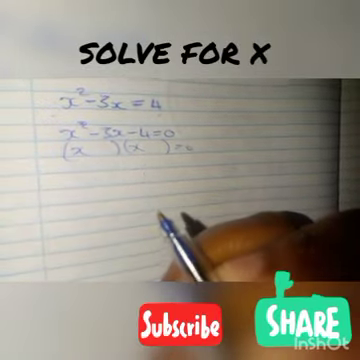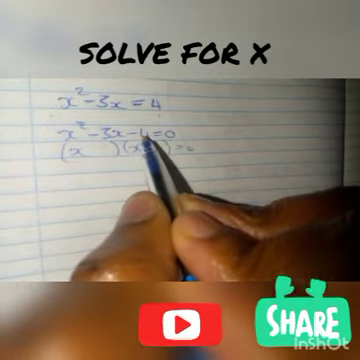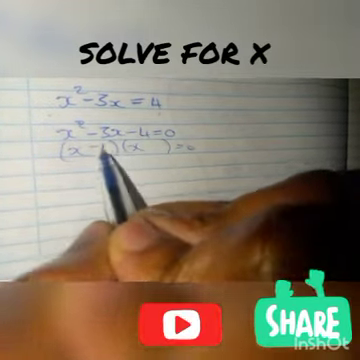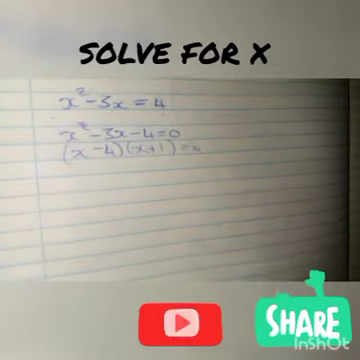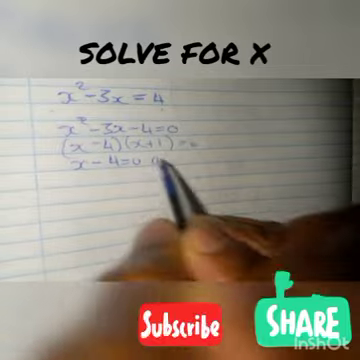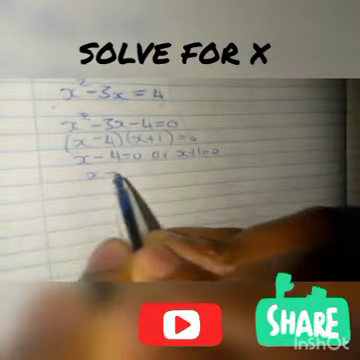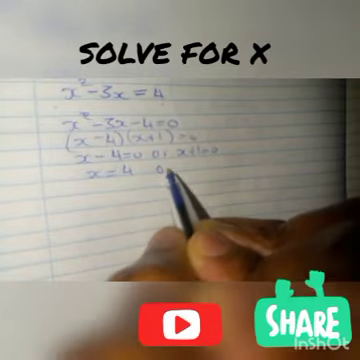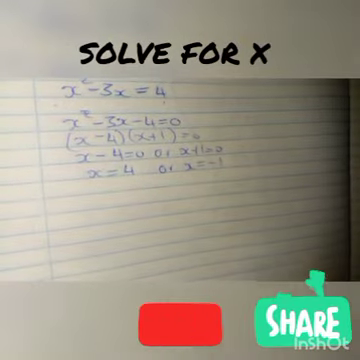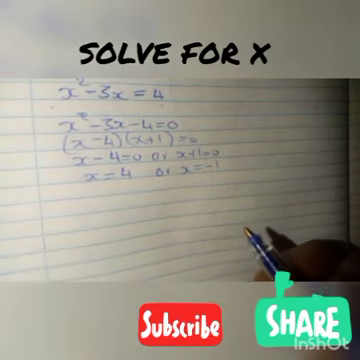We need two numbers that when you add them, they give you minus 3. When you multiply them, they give you minus 4, and plus 1. Then we say x minus 4 is equal to 0, or x plus 1 is equal to 0. x is equal to 4, or x is equal to minus 1. Remember, when you take a number from one side to the other side, it changes the sign.